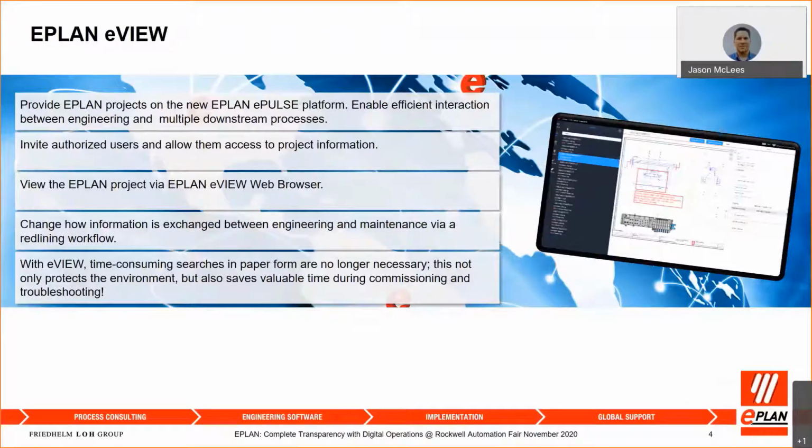Change how information is exchanged between engineering and maintenance via a redlining workflow. With eView, time-consuming searches in paper form are no longer necessary. This not only protects the environment, but also saves valuable time during commissioning and troubleshooting.